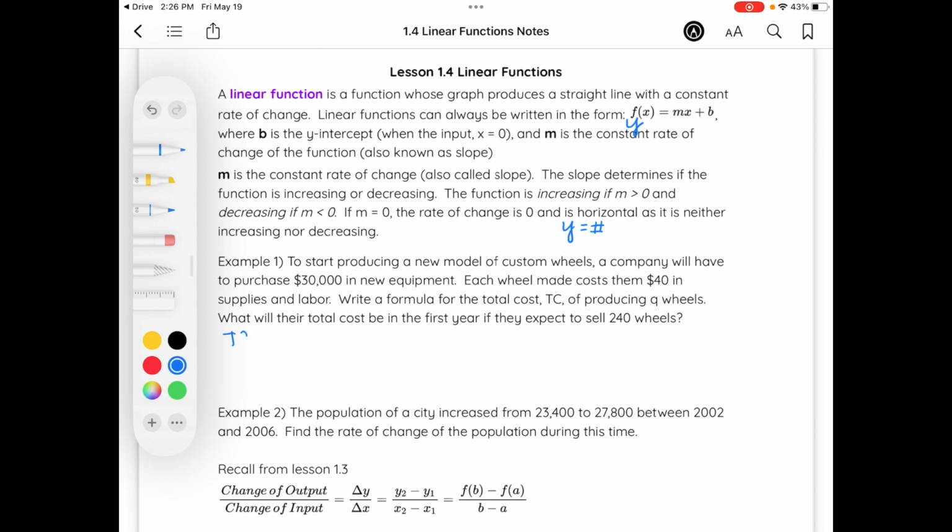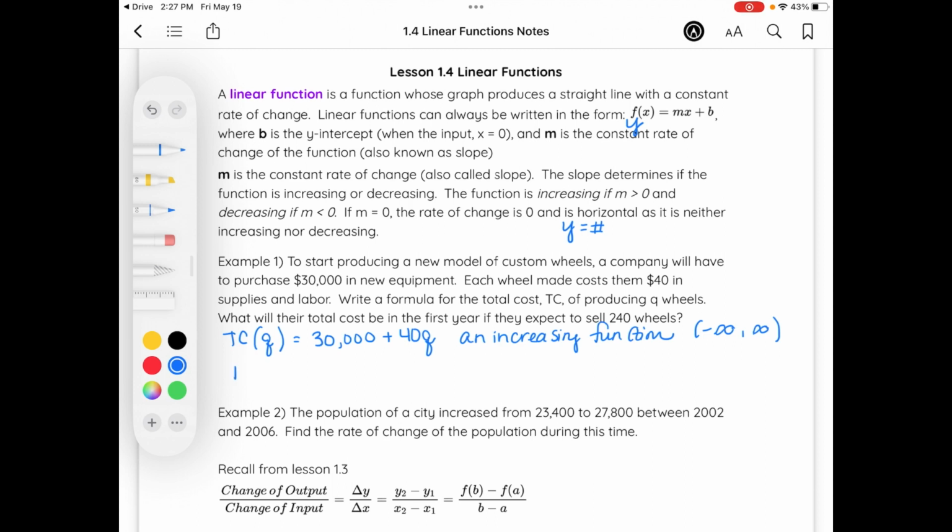Well, our function TC is going to be determined based upon the number of wheels that we are producing. So we know that we're going to have $30,000 in original costs plus an additional $40 times however many wheels that we have. This is an increasing function, and specifically an increasing linear function, and it's increasing from negative infinity to positive infinity. So over the entirety of the function, we are increasing.